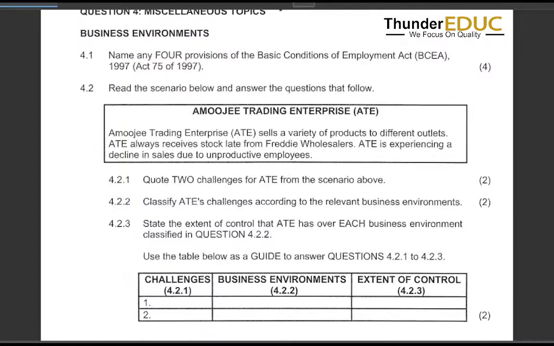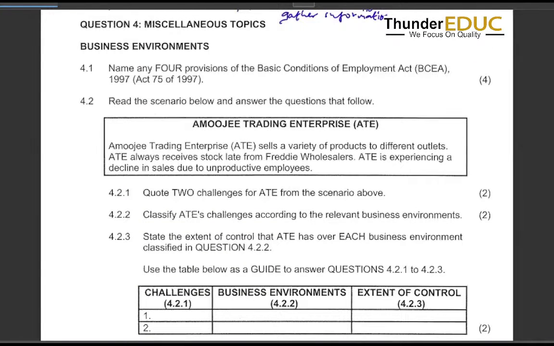Let's move on to the last question in section B. This section B is in question 4. In particular, we are going to look at question 4.1, where it says, name any 4 provisions of the Basic Conditions of Employment Act. One of the provisions is overtime, hours of work, leave, as well as public holidays.